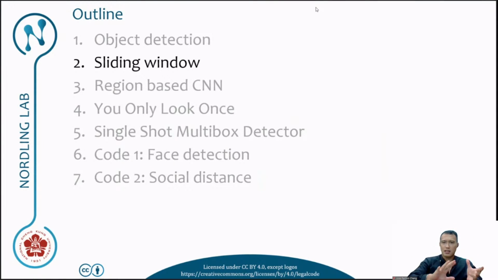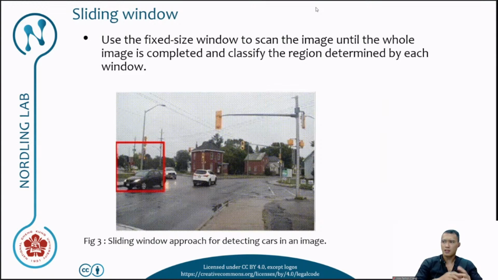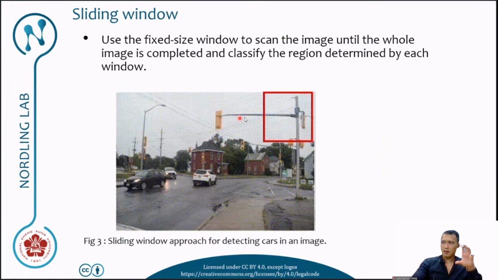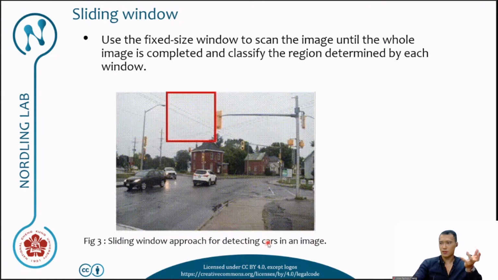So let's discuss what the sliding window is. In the sliding window, we basically build upon the classification task. We start by selecting a region, right? And the region right now, let me make this a pointer, is determined by this box. Then what we do is scan the image with this box, and classify whether there is a car inside this region or not, right? And that's what we would do, for example, for detecting cars in an image.